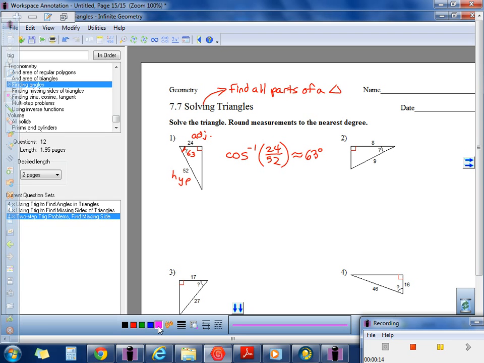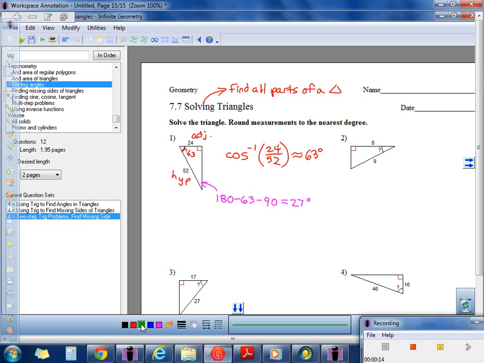You can pick to solve for either one of those at this moment, because either one of those should be doable. To me, the easy one to solve for, if you know two angles, is to find the missing angle. So that angle right there I can solve for. How can I solve for the third angle? Okay, so I can do 180 minus 63 minus 90. And what do I get? 27. That angle's 27.